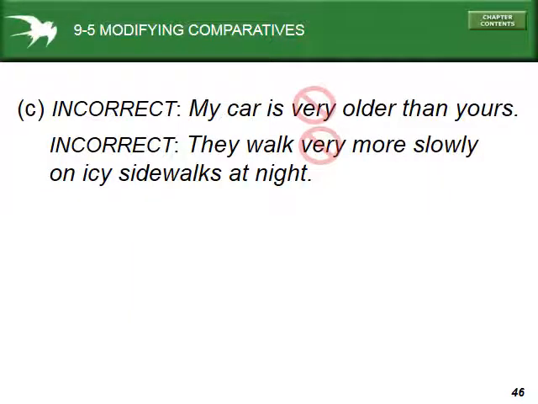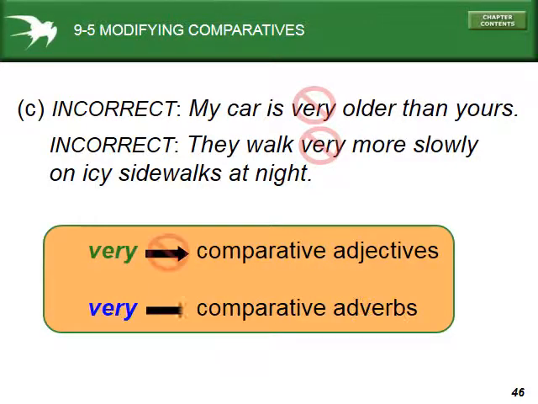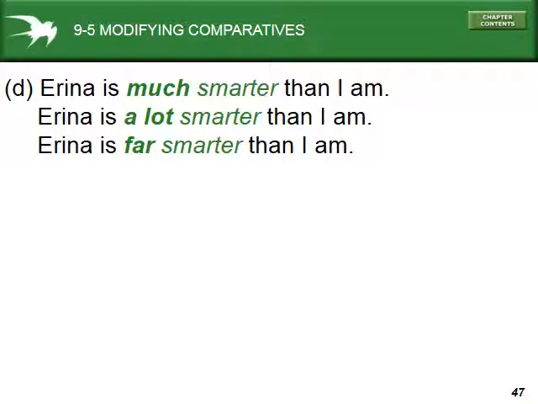Okay. However, we can't use very to modify a comparative. So in this one it says my car is very older than yours is incorrect. We can't use very with older, which is a comparative, the ER form, or with more slowly in the second one. In either case, it's not appropriate to use very with that. And again, it's in here because it's a common ESL mistake. So very can't be used with comparatives, either adjectives or adverbs.